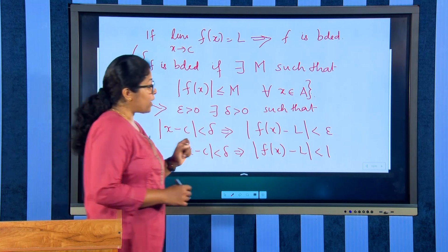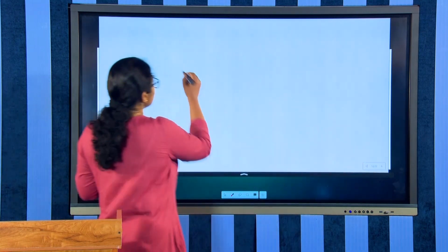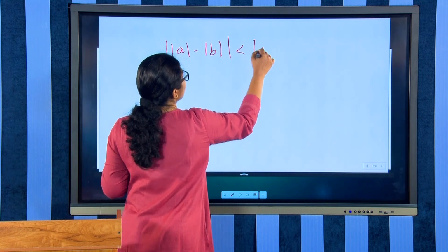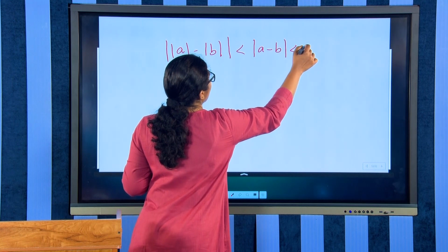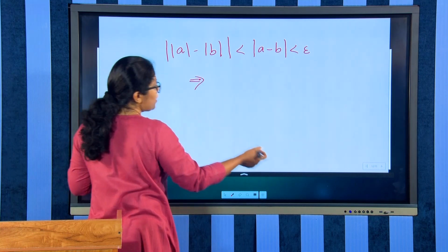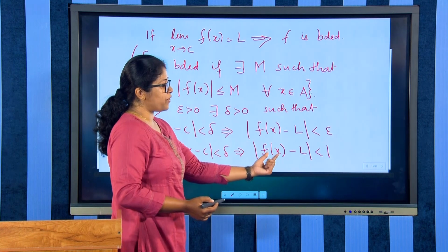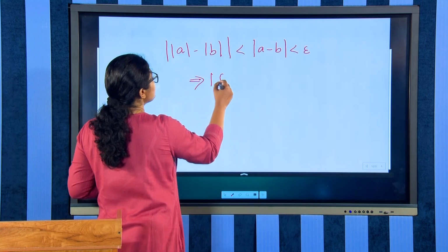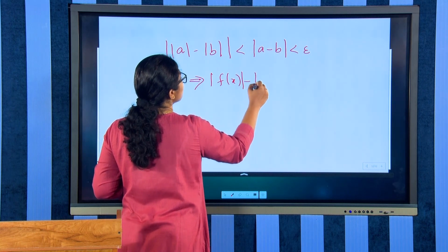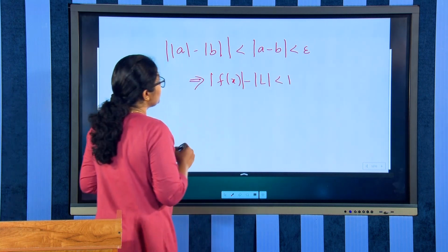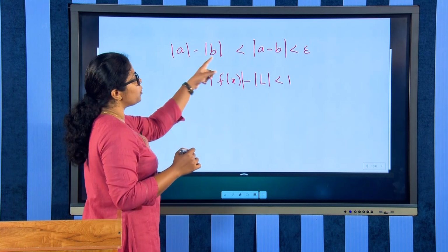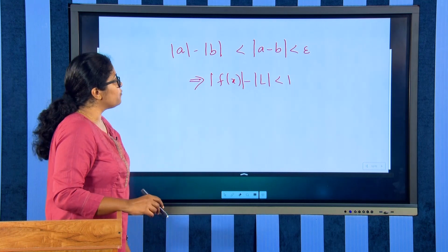Now, we have already studied a result: modulus of mod a minus mod b is less than modulus of a minus b is less than epsilon. This indicates that we have the result modulus of f of x minus L is less than 1, and so using this result we can have modulus of f of x minus modulus of L is less than 1. We can omit this modulus sign here. Modulus of a minus modulus of b is less than mod a minus b, which is less than epsilon.